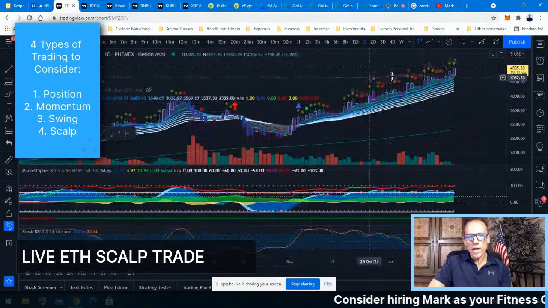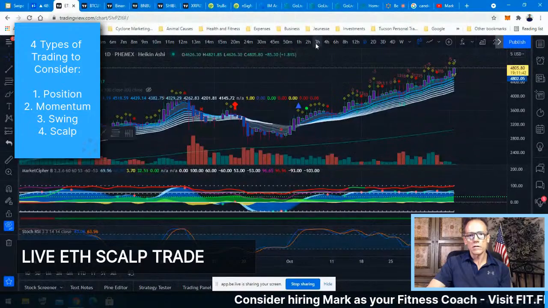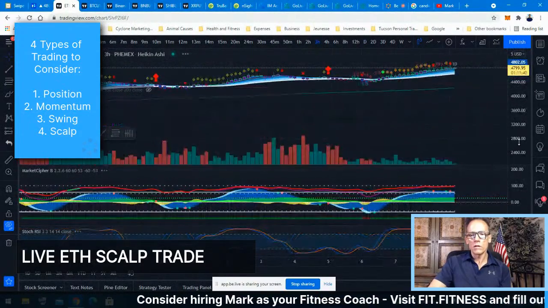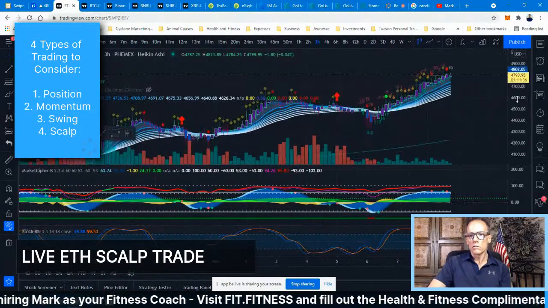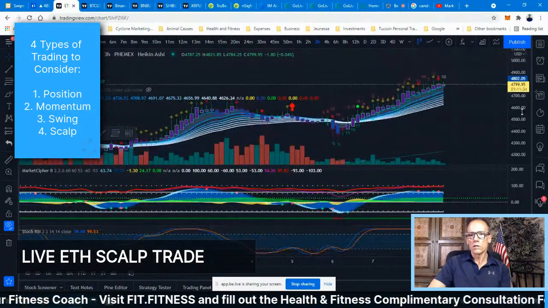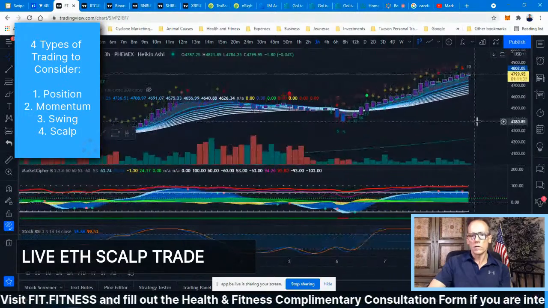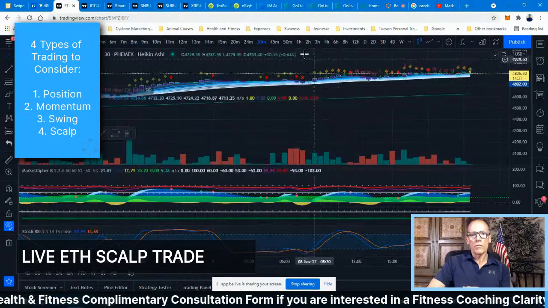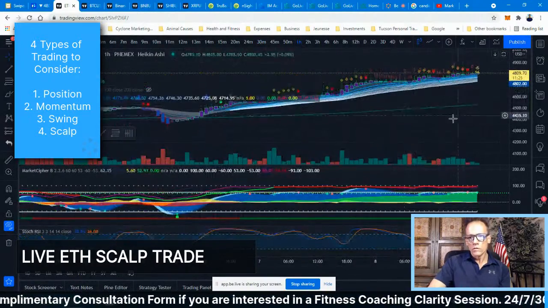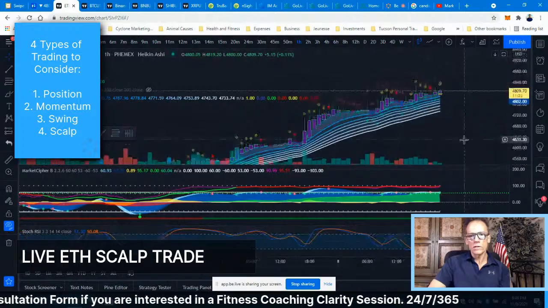So let's look at it. This is Ethereum on the daily, okay? This is Ethereum on the 3 hour. So Ethereum on the 3 hour. This is Ethereum, let's go look at the 1 hour. This tells me a lot because I'm used to reading this one a lot.